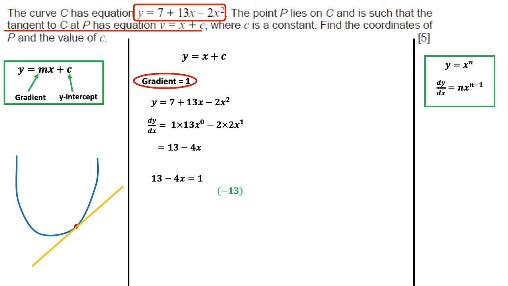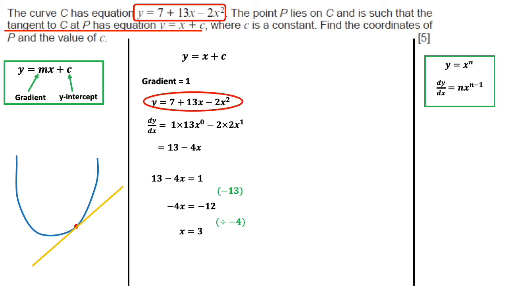If I subtract 13 from both sides, that leaves us with minus 4x on the left side, and 1 minus 13 is minus 12. If we divide both sides by minus 4, that leaves us with x on the left side, and minus 12 divided by minus 4 is equal to 3. So I know that x is equal to 3 when the gradient is equal to 1.